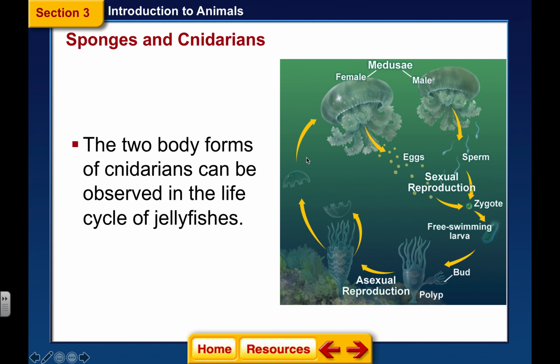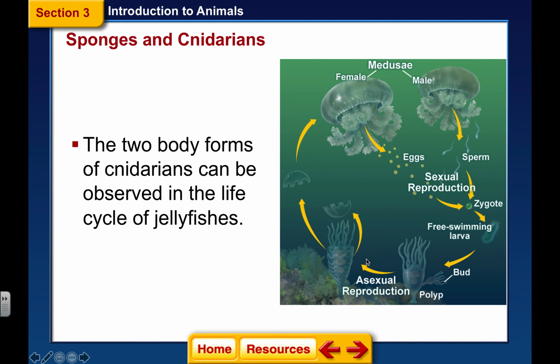However, there are types of jellyfish that are hermaphrodites, where they have the eggs and the sperm within the same jellyfish. I'm sorry, that's not asexual, it's where they have both. They just don't need two different medusas to carry out that life cycle. So these are the two body forms. The Medusa is the adult form, and the polyp is the juvenile form.